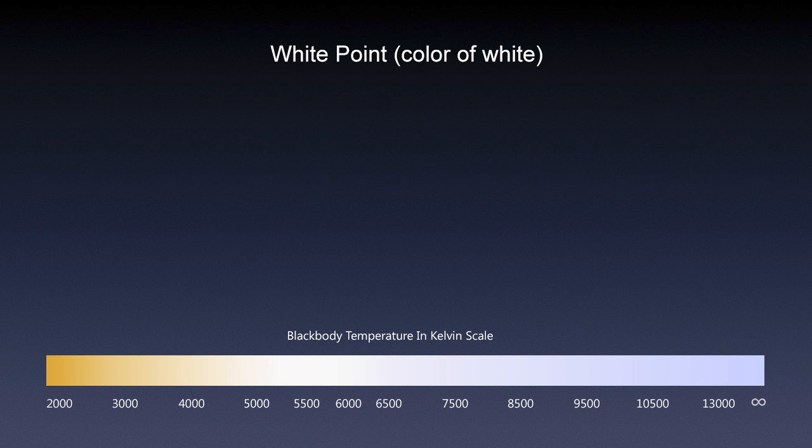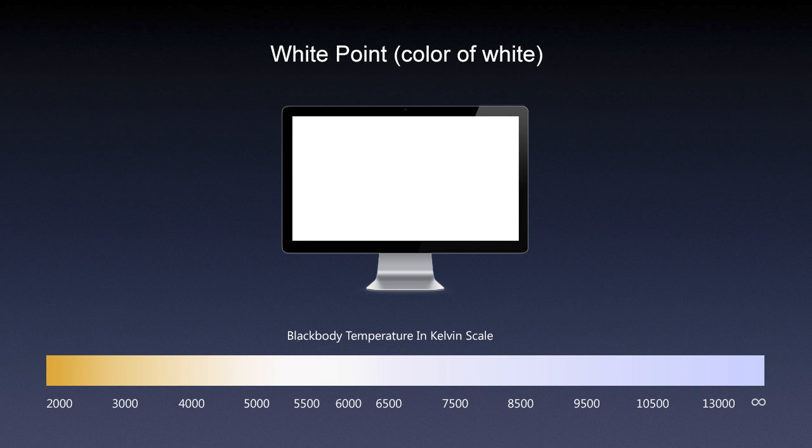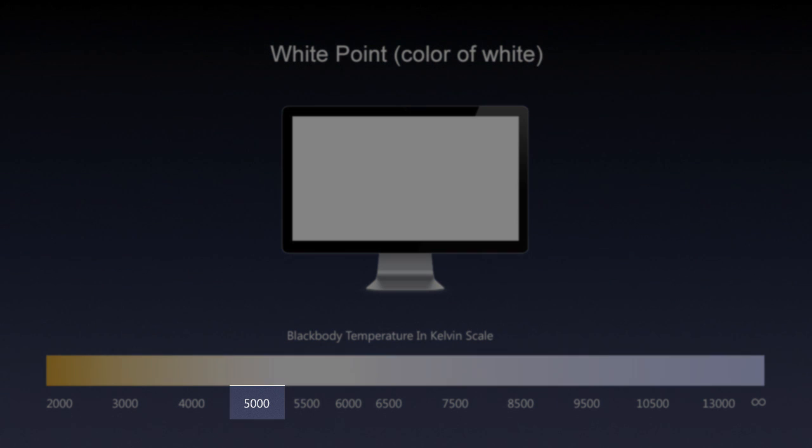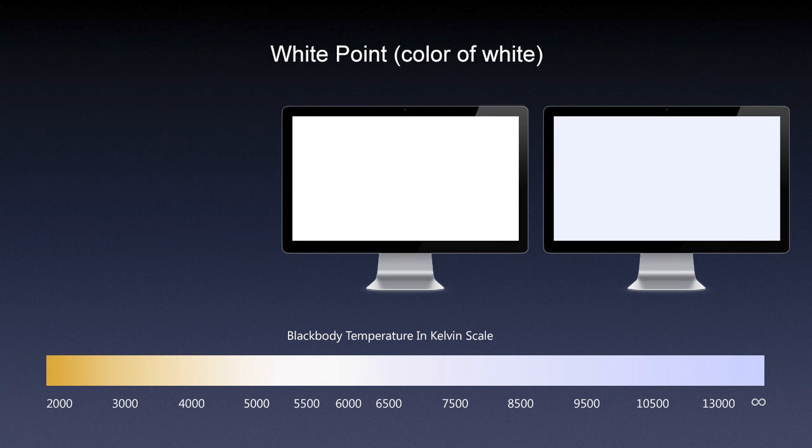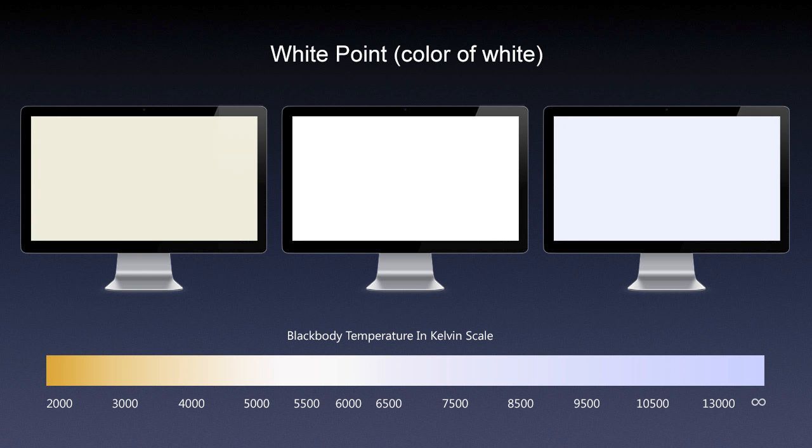Let me explain what I mean. Let's say this is the white point. Let's say this is 5000 kelvins. If you were to increase the temperature or the target temperature of your monitor, it will appear more bluish. In the other direction, it will become more yellowish, right?